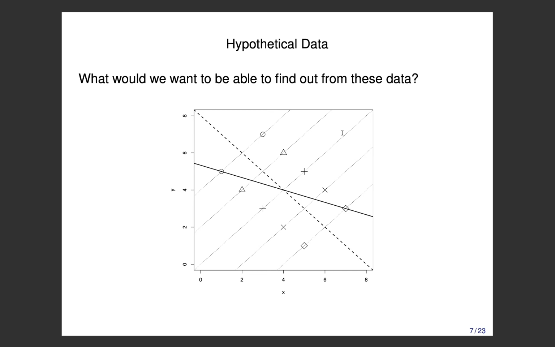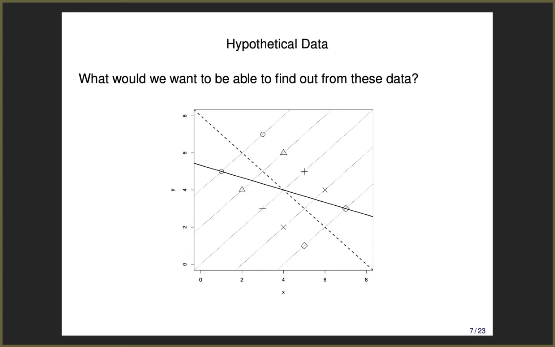So to move away from the abstraction a little bit, I want to think about a particular hypothetical data problem, and think about what sorts of things we might want to be able to learn from these data. So here we've got data on 5 different groups, right? So each symbol type, we've got circles, triangles, pluses, X's, and diamonds. These each represent different groups.